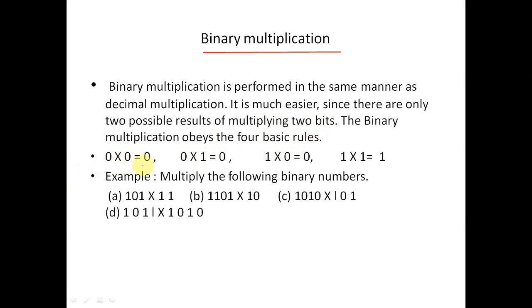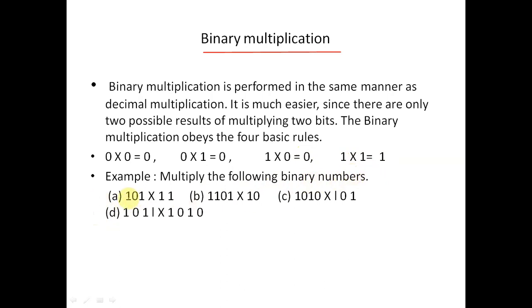0 multiplied by 0, the answer is 0. 0 multiplied by 1, the answer is 0. 1 multiplied by 0, the answer is 0. And 1 multiplied by 1, the answer is 1. These are some examples for the multiplication of binary numbers.